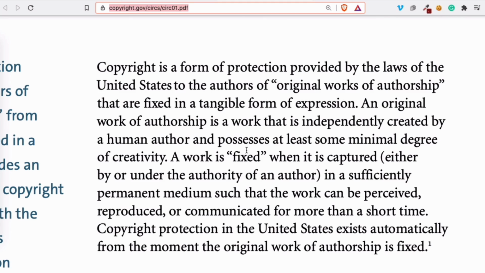A work is fixed when it's captured, either by or under the authority of an author, in a sufficiently permanent medium such that the work can be perceived, reproduced, or communicated for more than a short time. And last part, copyright protection in the United States exists automatically from the moment the original work of authorship is fixed. So when you look at this, you have 1, fixed, and then 2, you do not need to register.